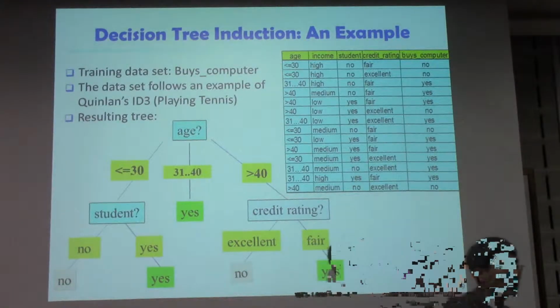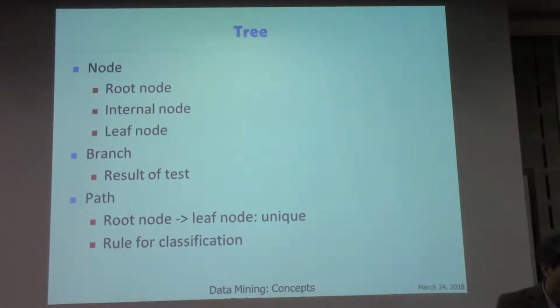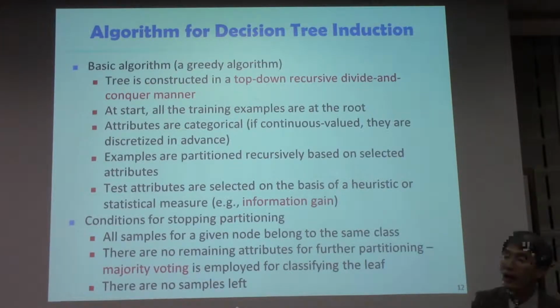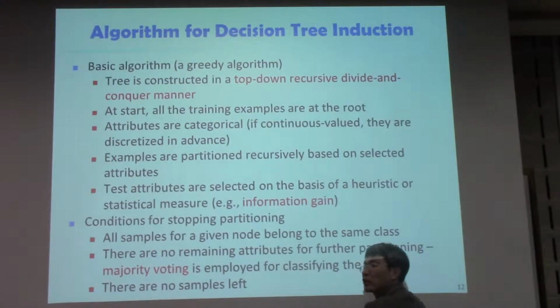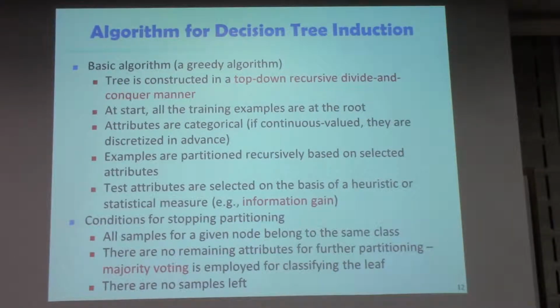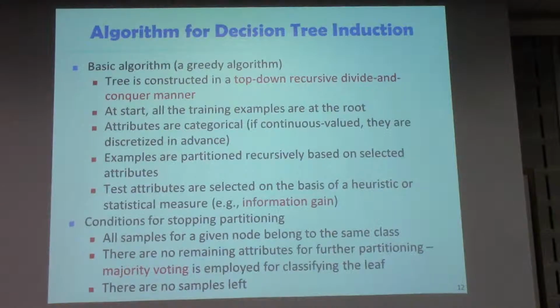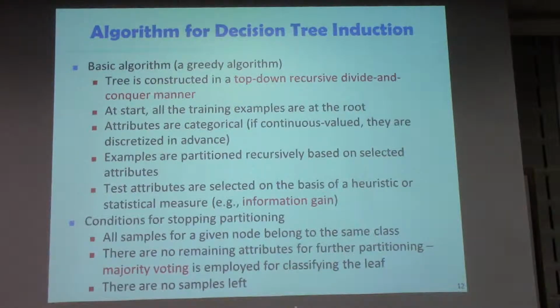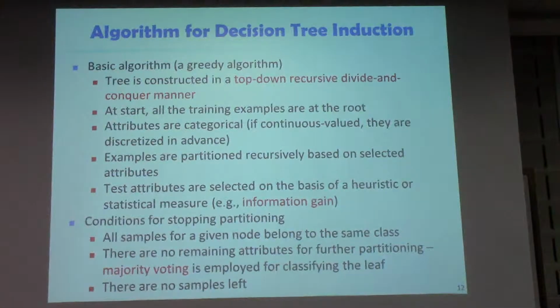Not all classification is a greedy algorithm, but decision tree is based on the greedy algorithm. And also divide and conquer. It's a top-down approach. Divide and conquer means first divide and apply. It's kind of a recursive approach. Like this one.